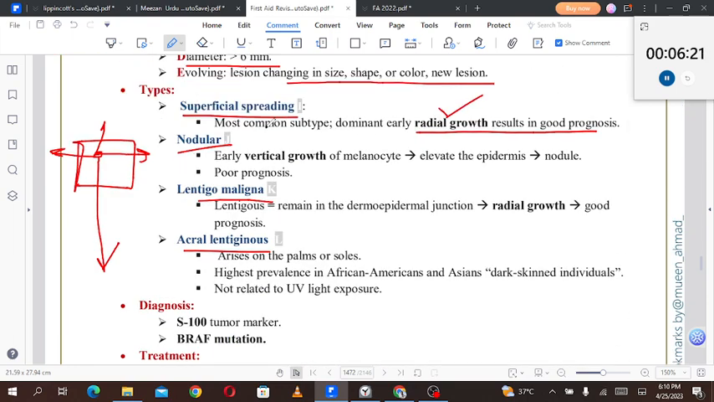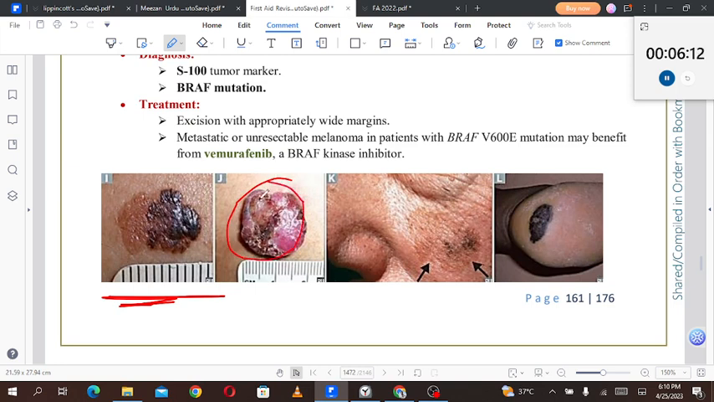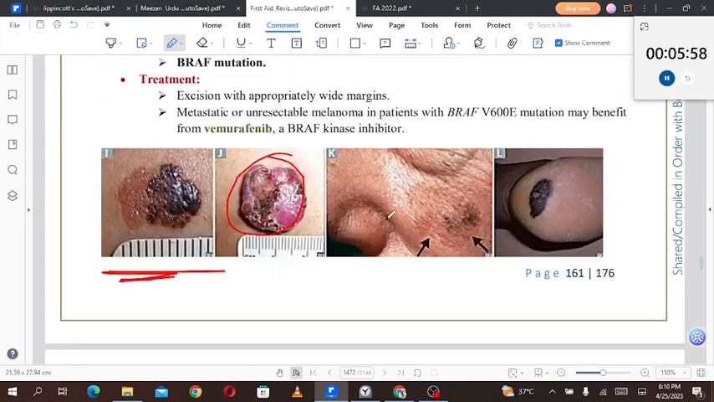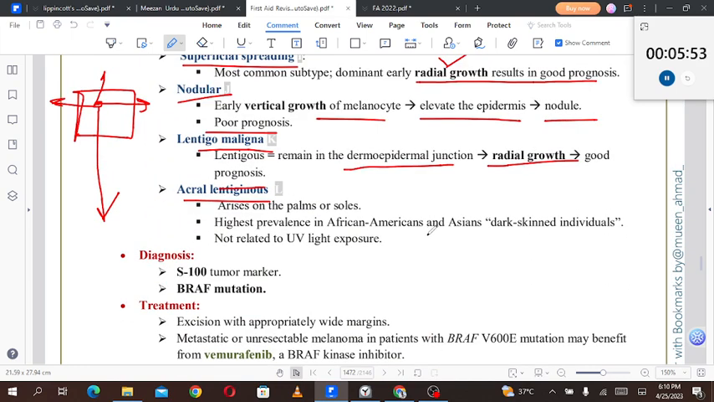Then we have the nodular type: early vertical growth of melanocytes elevates the epidermis and forms a nodule, and that is a poor prognosis because it has early vertical growth. This is the nodular type, and it has a poor prognosis because it spreads very early into the dermis and the subcutaneous tissue, and then it can metastasize. Lentigo maligna, lentiginous, remains in the dermoepidermal junction, that is radial growth, and has good prognosis.